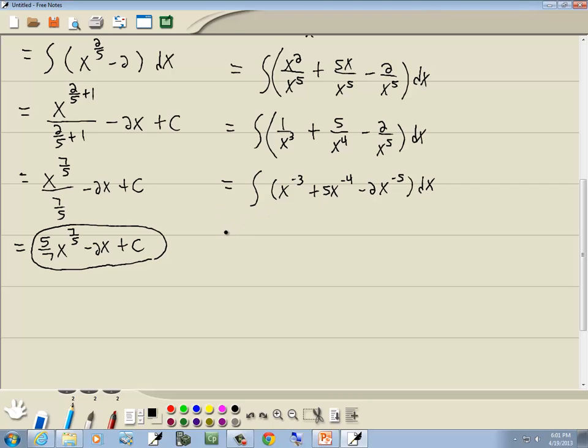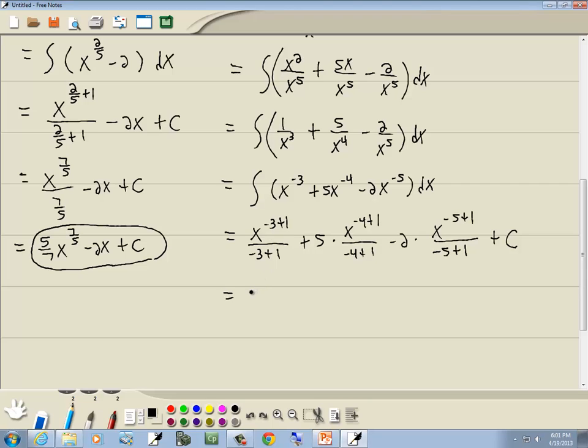That doesn't change anything. So our formula says add 1 to your power, divide by your new power. So we're going to have x to the negative 3 plus 1 over negative 3 plus 1, plus 5, add 1 to our power, negative 4 plus 1, divide by your new power. Minus 2, add 1 to your power, so negative 5 plus 1, and divide by your new power. And then remember, we always put the plus c on at the end.